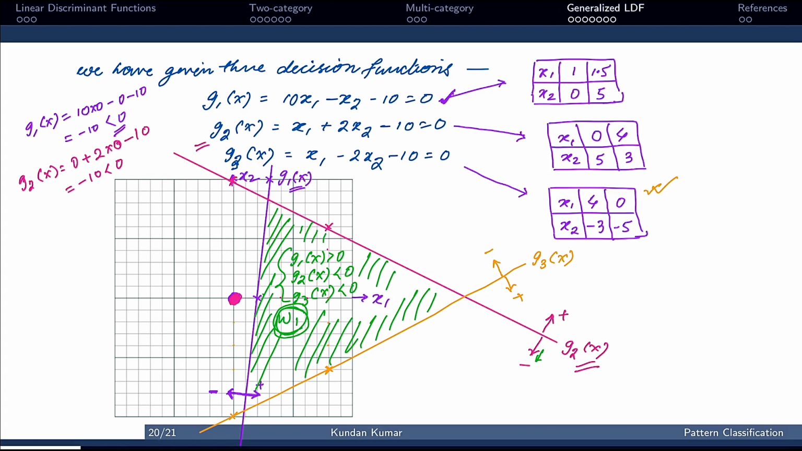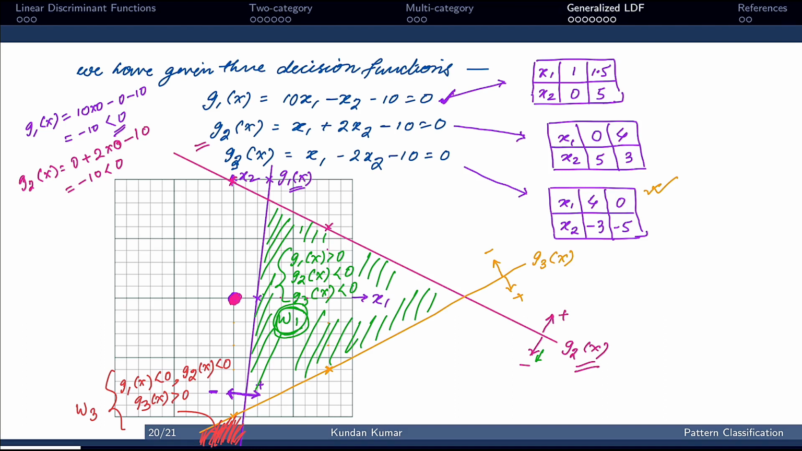Similarly, try to scan this region and you will find that in this region we have g1(x) is less than 0, g2(x) is less than 0 and g3(x) is greater than 0. So that means this region will be represented as the region for class omega 3.